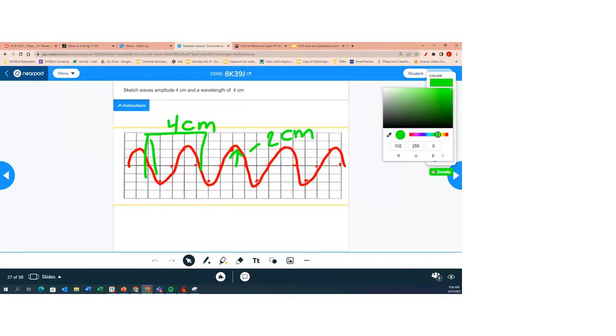Again, they want us to do it in meters, but it's easier to measure this in centimeters, and we could make those meters as well. So the amplitude is the height, and that's 2 centimeters, and the wavelength is 4. And we use this lambda, upside down Y, to say that's the wavelength.